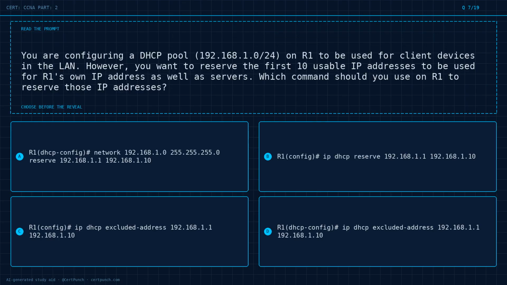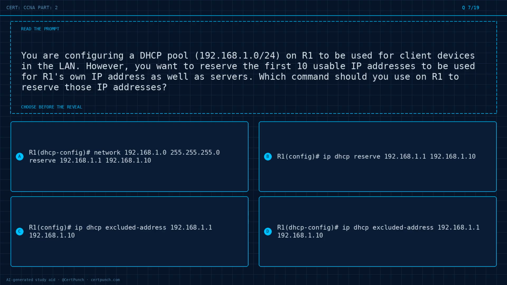Question 7 of 19. You are configuring a DHCP pool, the IP range shown on screen, on R1 to be used for client devices in the LAN. However, you want to reserve the first 10 usable IP addresses to be used for R1's own IP address as well as servers. Which command should you use on R1 to reserve those IP addresses?